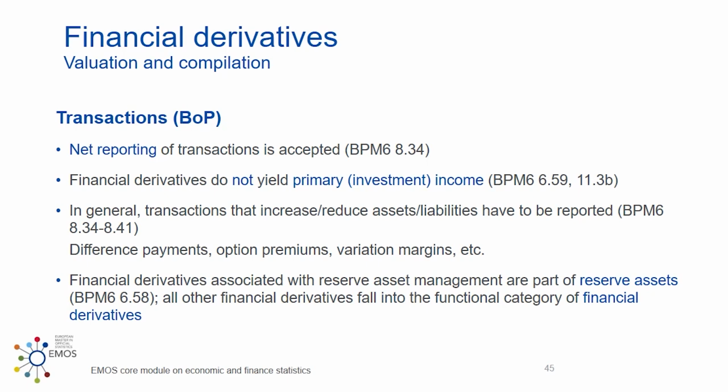And talking briefly about the links to other accounts, there basically is none, except for one case. If you have financial derivatives associated with reserve asset management by a central bank or monetary authority, these are part of reserve assets, as is written in BPM6. Everything else, all other financial derivatives, are in the functional category of financial derivatives. Even if you have a financial derivative that is sold by a direct investor to the other direct investment company in the same multinational enterprise, this will still be in the functional category of financial derivatives and not be in the functional category of foreign direct investment.